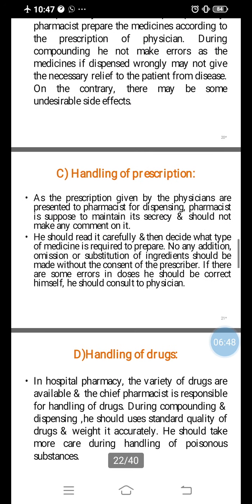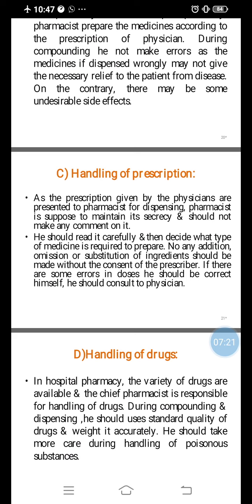Then handling of prescription. As the prescriptions given by the physician are presented to the pharmacist for dispensing, the pharmacist is supposed to maintain its secrecy and should not make a comment on it. Any patient coming to the pharmacist, the pharmacist does not give any comment about disease or disorder. So it is a very important thing.